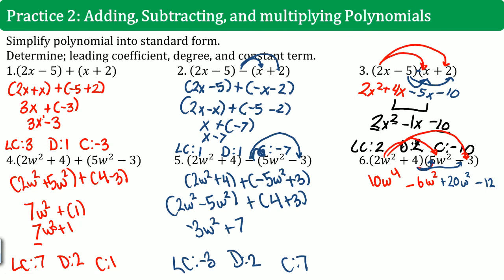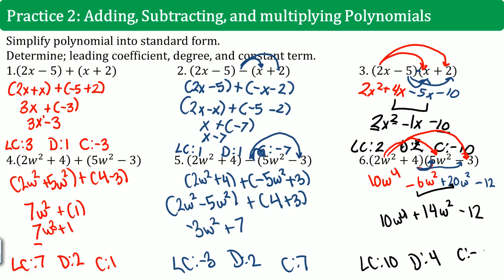You should see there are some like terms. The like terms are these here. So negative 6w squared plus 20w squared gets you 14w squared. Okay, then you have 10w to the 4th. Add 14w squared minus 12. Here, the leading coefficient is 10. The degree here is 4. The constant term here is negative 12.